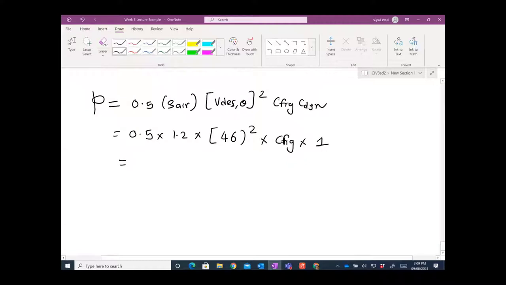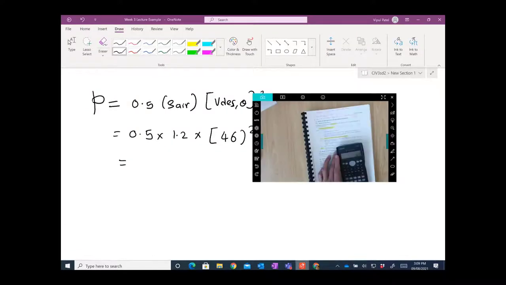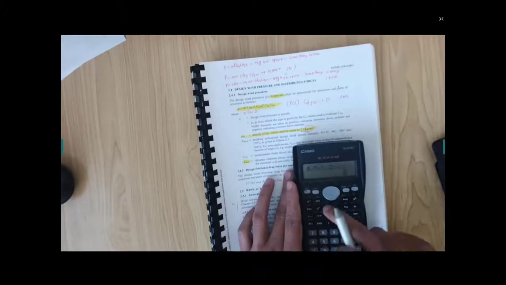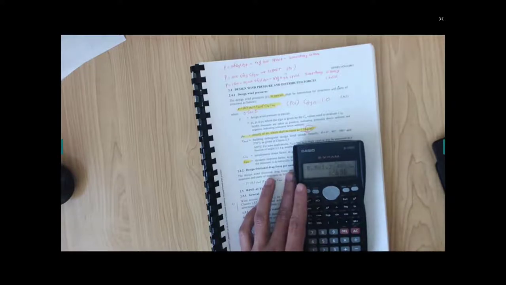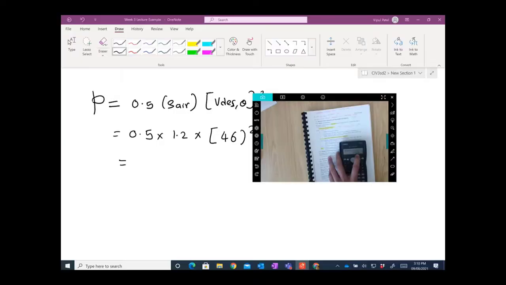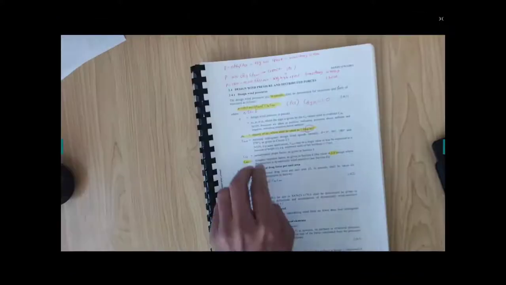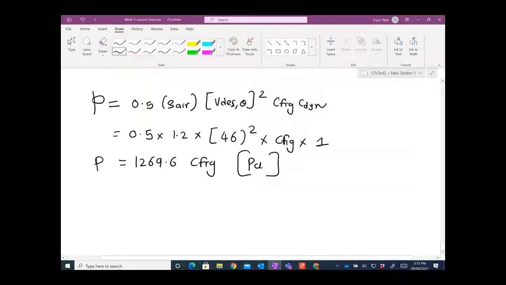So if I just use the calculator, 0.5 times 1.2 times 46 squared times C dynamic 1, you get 1269.6 C fig pascals. Let's put it just as P pascals. Okay, so this is the equation for the pressure. Quick, nice, easy one. And 1269, let's check it out. Yes, 1269, close to thousands. It's okay. Not bad. That's good. There are no big issues so far. We notice, okay, so that's all good.